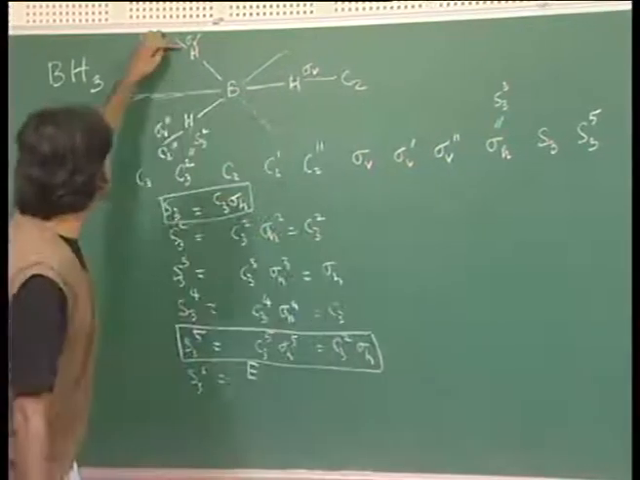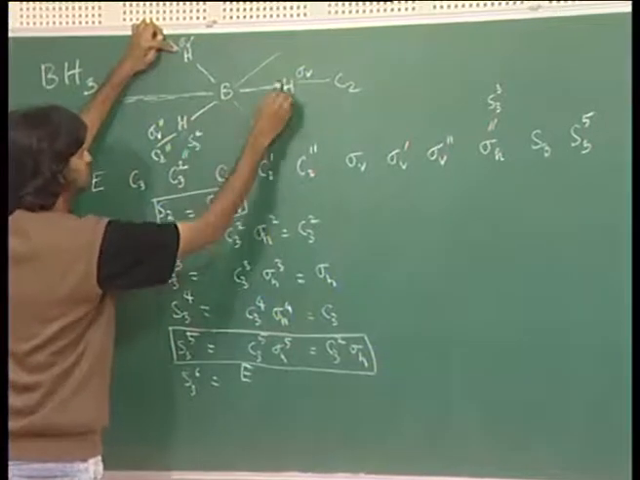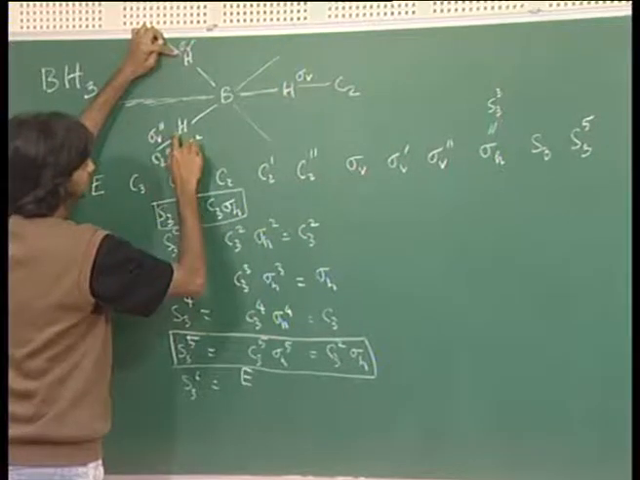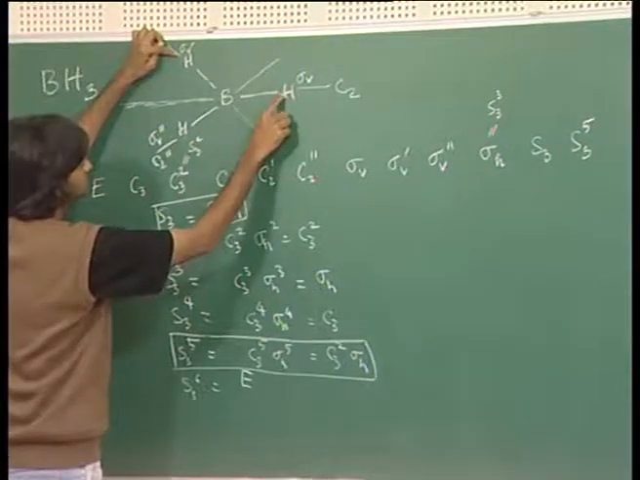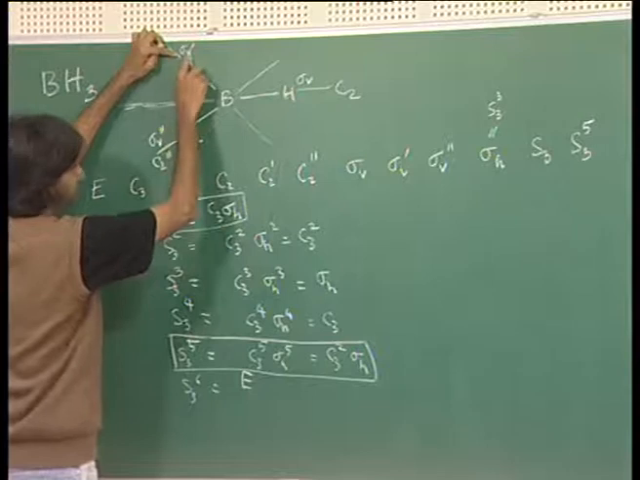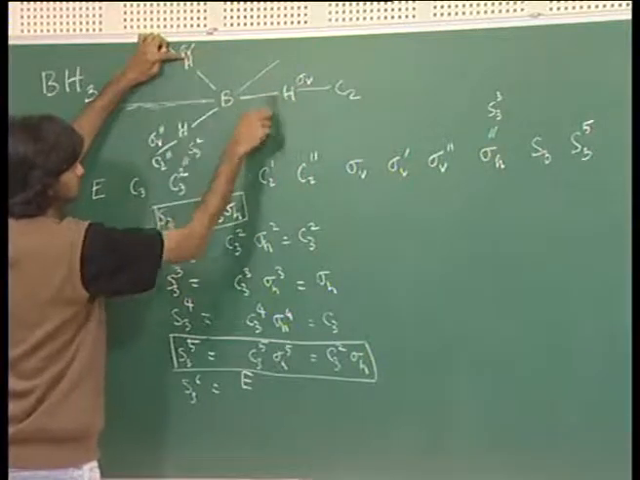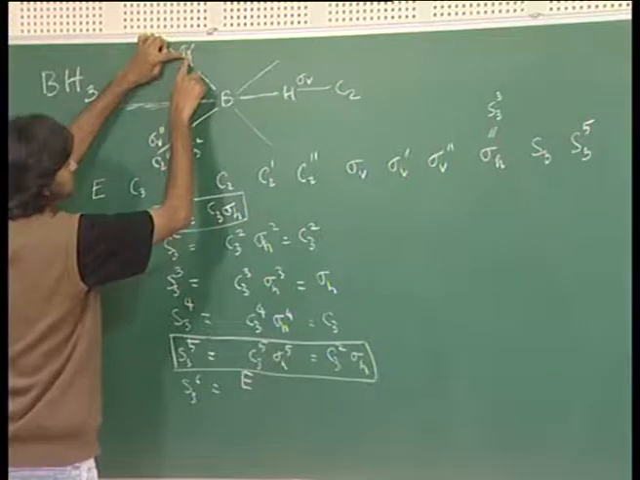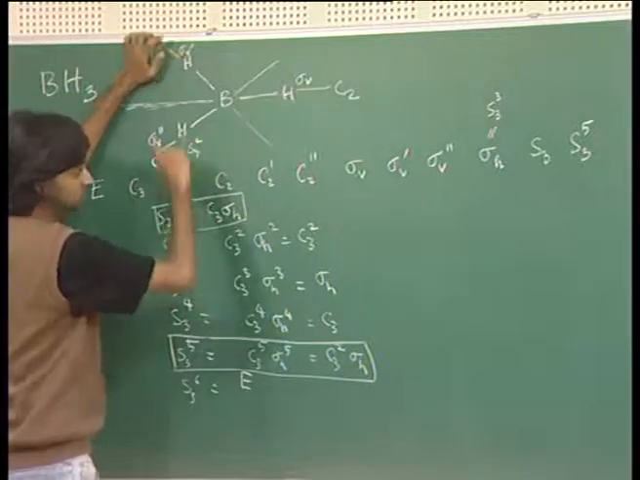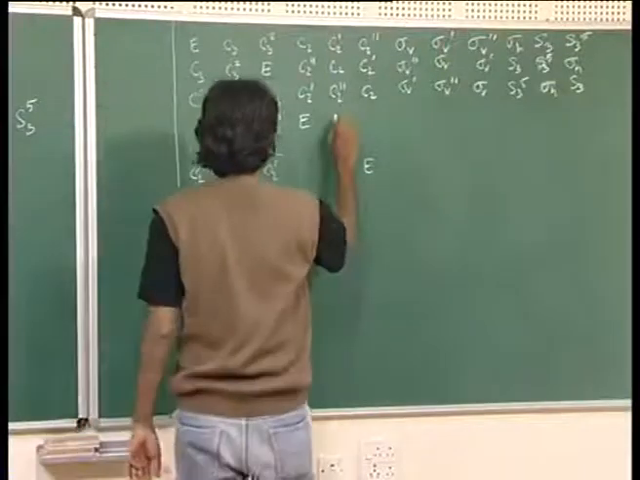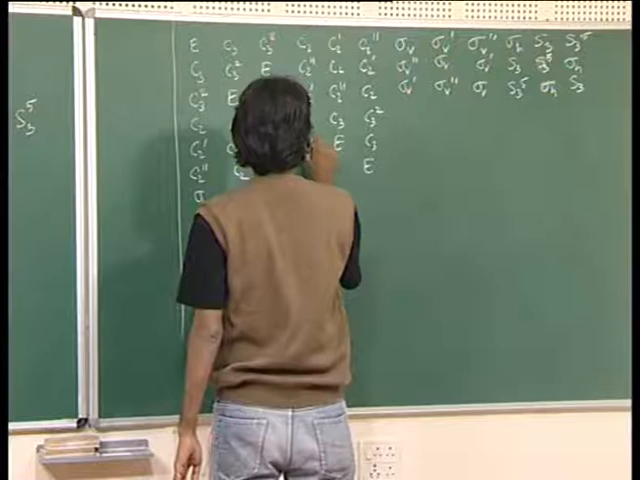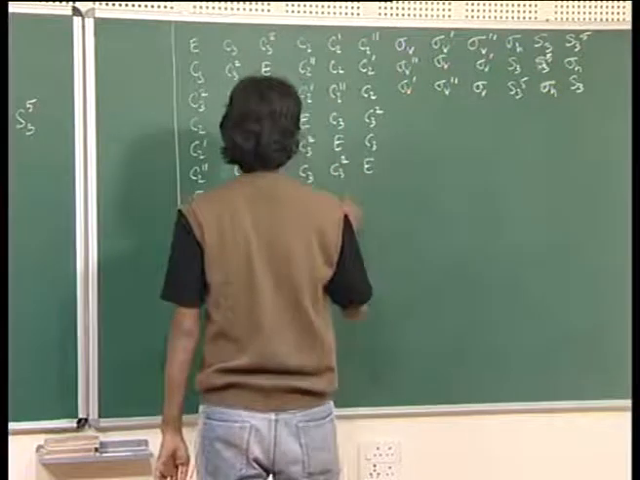If I do C2 prime, then these two hydrogens are swapped. And if I follow it by C2, then this hydrogen ends up coming here. So this hydrogen got swapped here and then it came here, and this hydrogen came here. So it turns out to be a C3 rotation. So this is C3 square, C3 square.